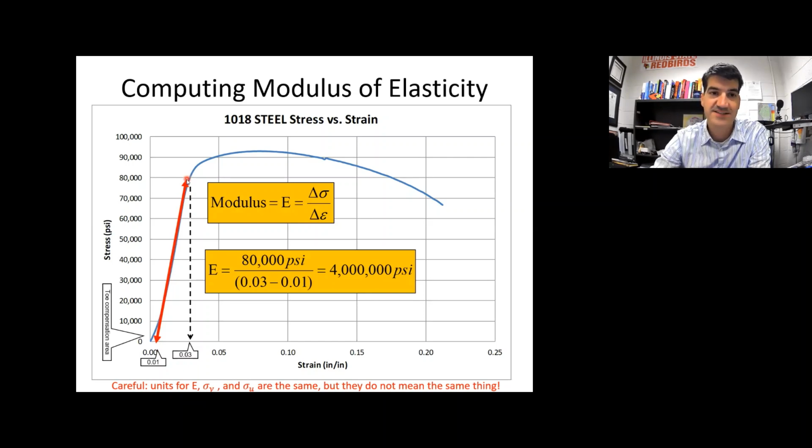So the change in stress is 80,000 psi minus 0, and the change in strain is 0.03, which is right here, minus 0.01, which is right here. So 80,000 psi divided by 0.03 minus 0.01 gives you 4 million psi. Note down here it says that the units for elastic modulus and yield strength and ultimate tensile strength, they're all the same. They're all in psi, but they mean different things. So be careful there, especially with the units for elastic modulus.